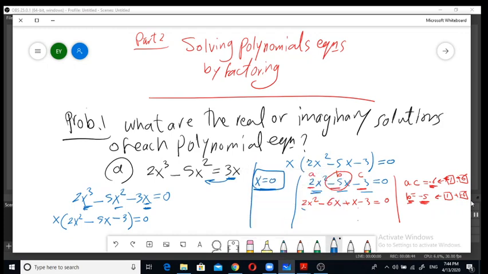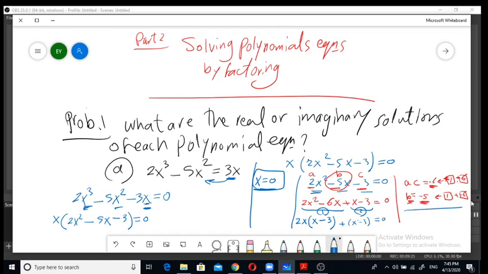Here we have 4 terms, so we use factoring by grouping. We have group 1 and group 2. Then we factor out the GCF, which is 2x. 2x squared divided by 2x will be x. Negative 6x divided by 2x will be negative 3. Then 1 times x minus 3 is equal to 0.